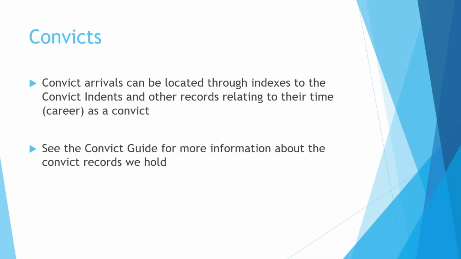Now starting with convicts, convict arrivals can be located through indexes to the convict indents and other records relating to their time as a convict, something like ticket of leave, conditional pardons. We always suggest that you look at the convict guide for more information, as a broad overview of all the records we hold relating to convicts.